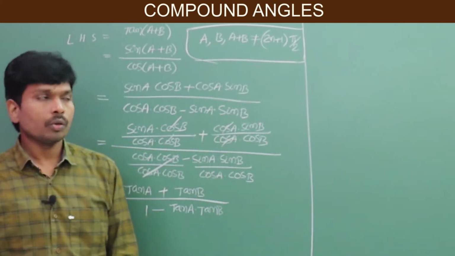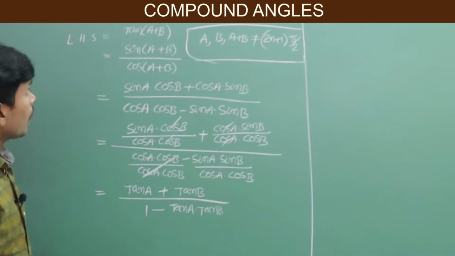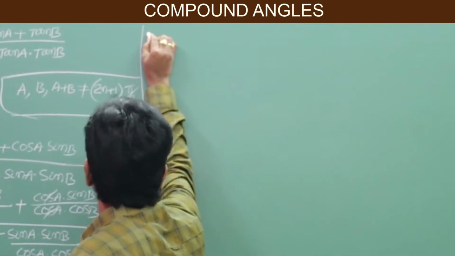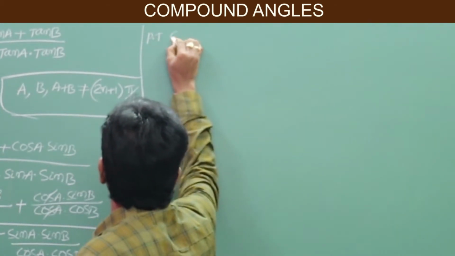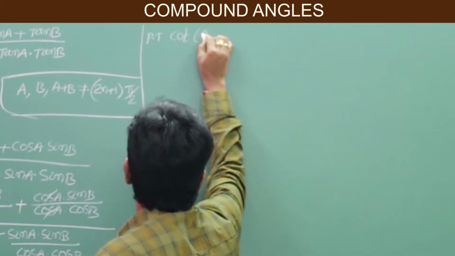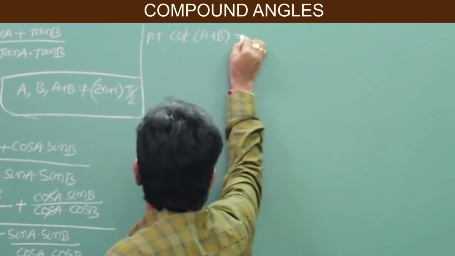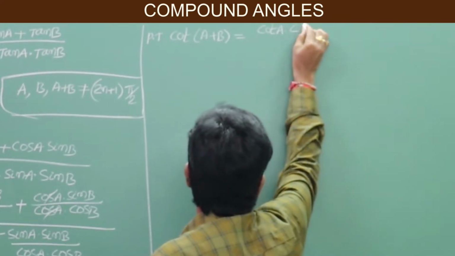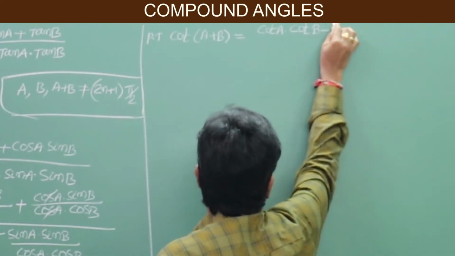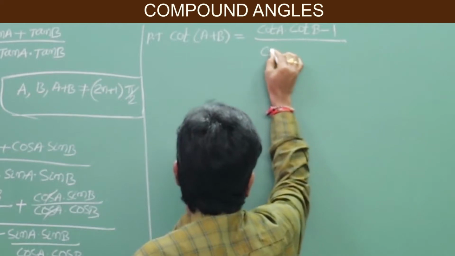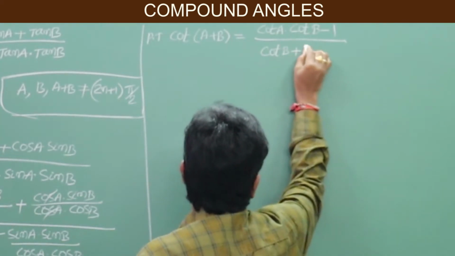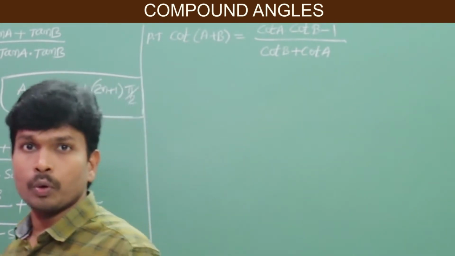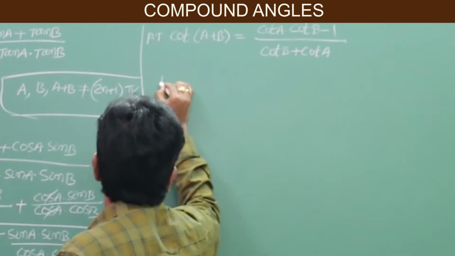Okay. So that's why. Now can you prove cot of a plus b? Yes, one more problem I will give you. Do it now. Prove that cot of a plus b is equal to cot a cot b minus 1 by cot b plus cot a. So can you prove it? Yes, you do it now.